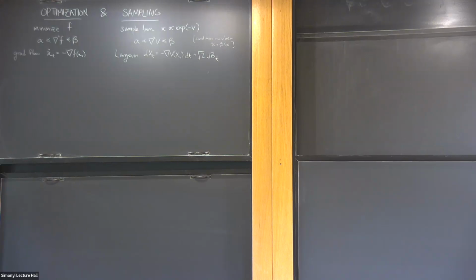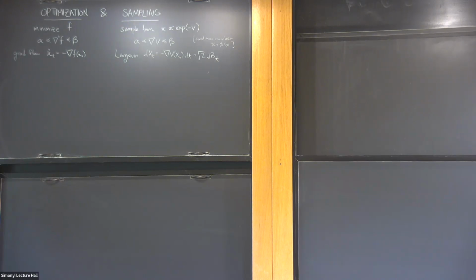Because of this, we can use gradient information about v to guide where the sampler is going. So the focus here is more on how we bring over all the tools from continuous optimization to sampling.